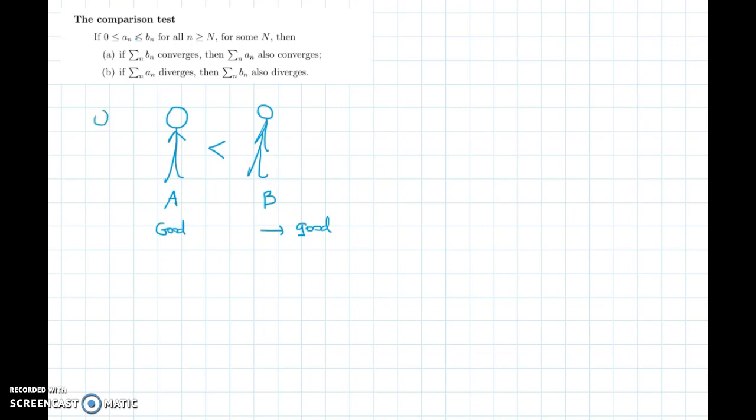But let's say that we have another student that I'm going to call student C that is not as good as A. Now we know that A is good, and we know that C is not as good as A, so we cannot conclude anything. It could be that C is good as well, just that A is better, or it could be that C is not a good student at all. So we have to look at which direction the series are pointing. If we know that the larger series is converging, then one that is smaller, also with positive terms, of course, is also convergent. But if it's one that is even larger than a convergent one, we cannot say anything about it.